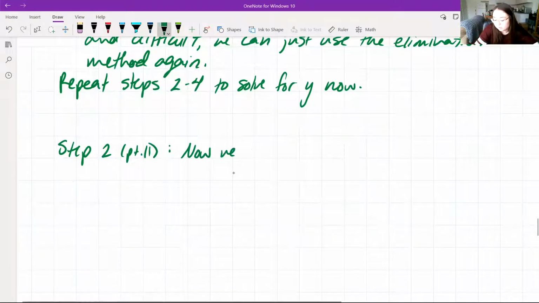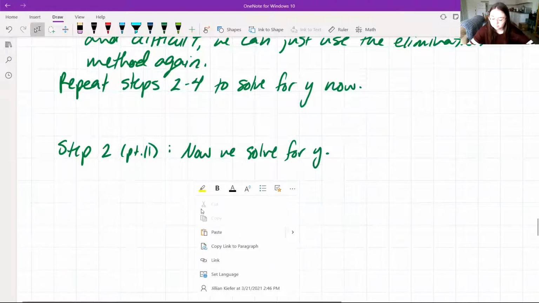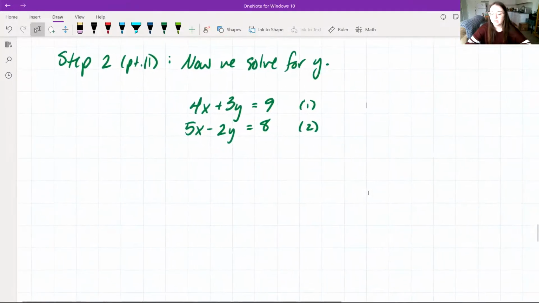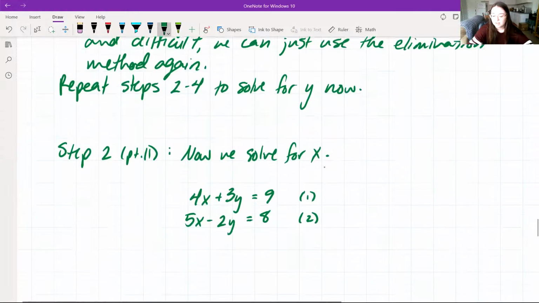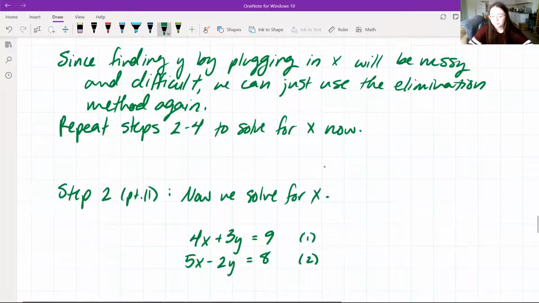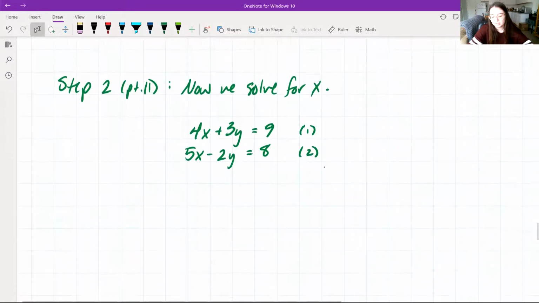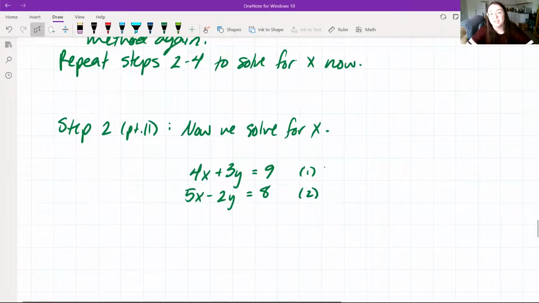So now we solve for y. So these were our equations. We solved for x last time. Well, technically we are just finding the coefficients that are going to work out. So we're canceling out x. So we technically are still solving for y, but we're canceling x.